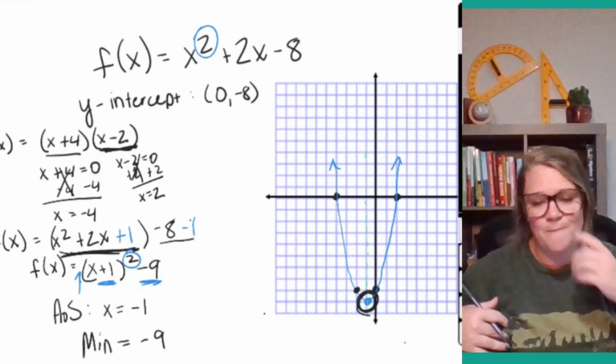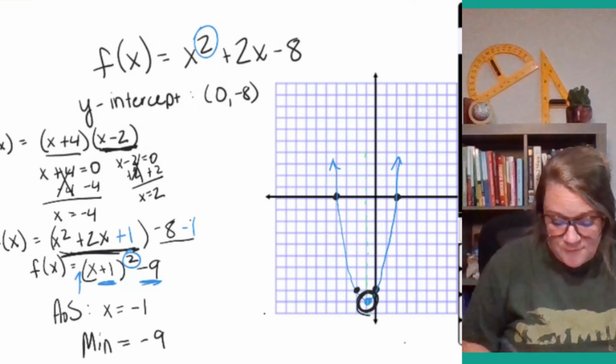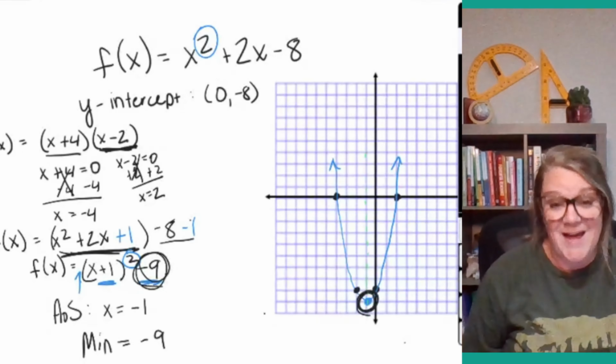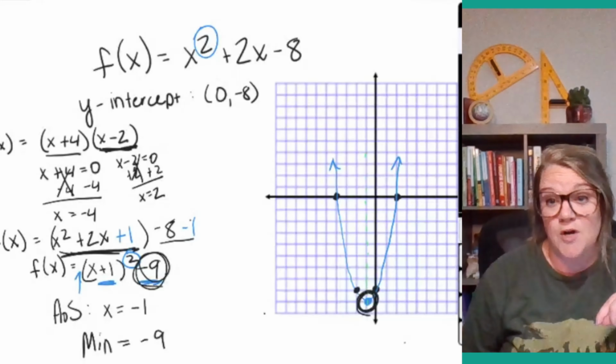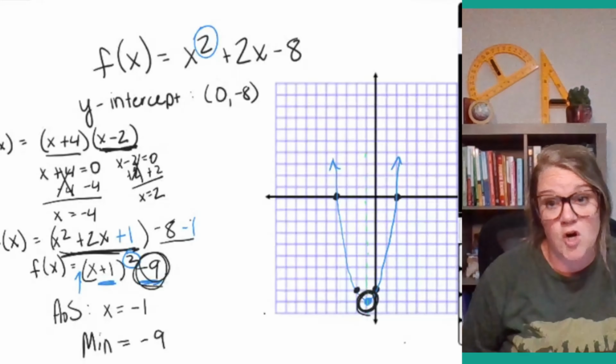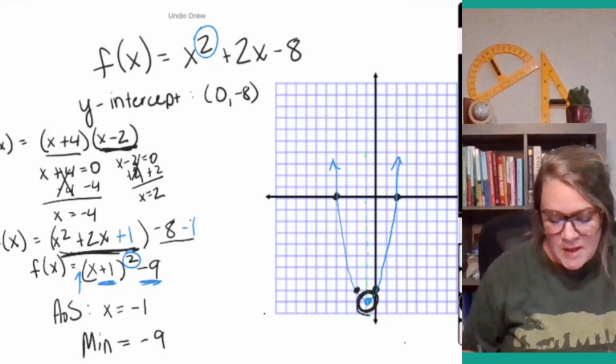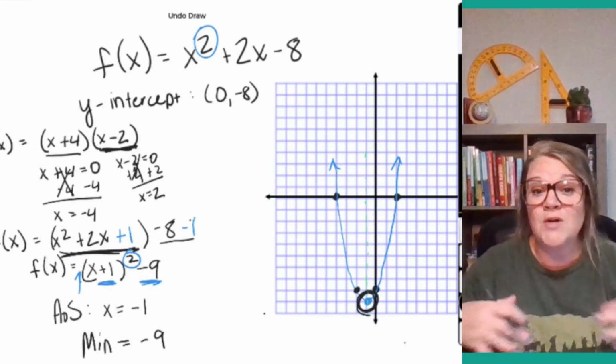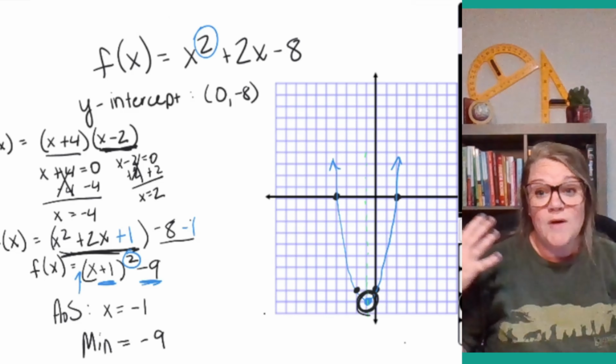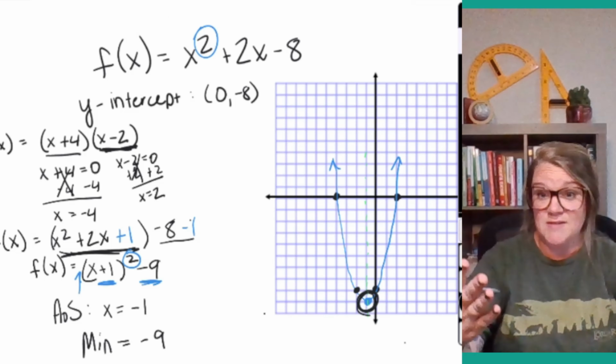That's the lowest. Another way of doing that, if it's in vertex form, is just by looking at this last number right here. That tells us our minimum, or vice versa, our maximum if this were a hill. But this one is a minimum. So our minimum value is -9. So this was when I gave it to you in standard form.